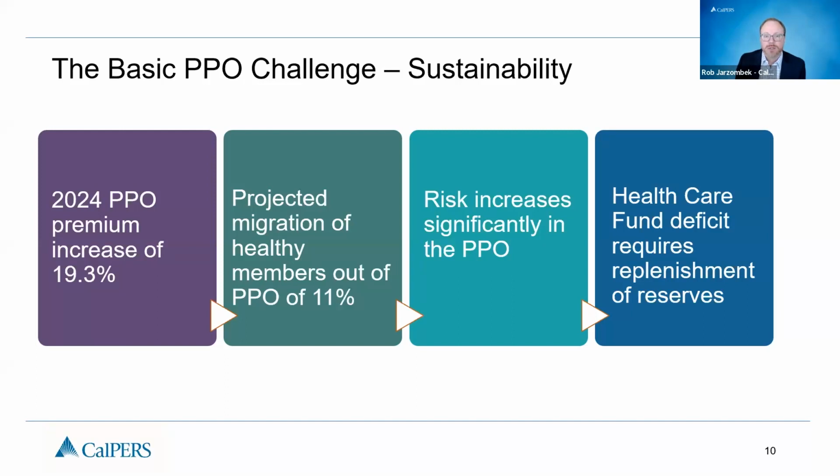With this migration, the difference between the health status of the members in the HMO versus those in the PPOs would continue to widen, with PPO members' risk or their health status increasing significantly. This would put more pressure on the costs and adversely impact the healthcare fund and our ability to replenish the PPO reserve. The PPOs have started to become unsustainable, making now the time to act.